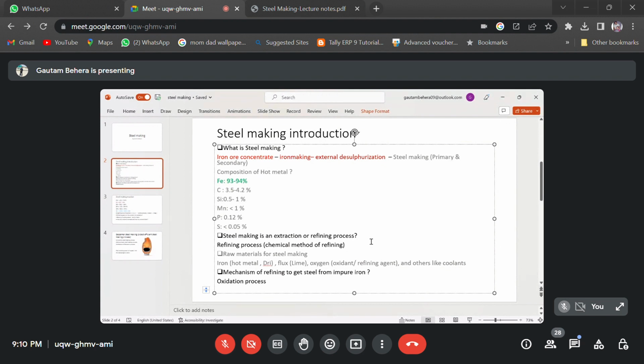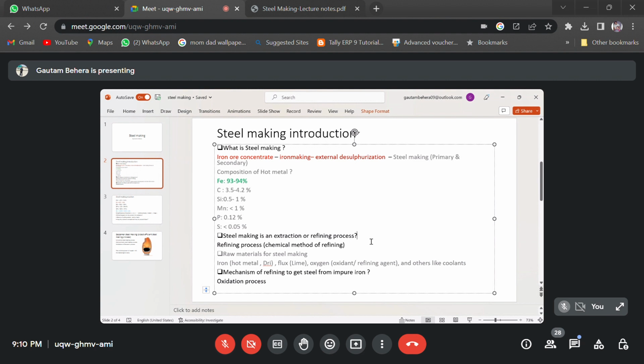So you people can write the difference between iron making and steel making, right? Many times in interviews, they ask this question, what is the difference between iron making and steel making process? So you simply say that iron making is an extraction process, because we are extracting iron from iron ore or iron ore concentrate, right? And steel making is a refining process. Why? We are refining the impure iron. Like we are refining pig iron, we are refining DRI or sponge iron, we are refining hot metal, or we are refining scrap, you can simply say. Is it okay up to this?